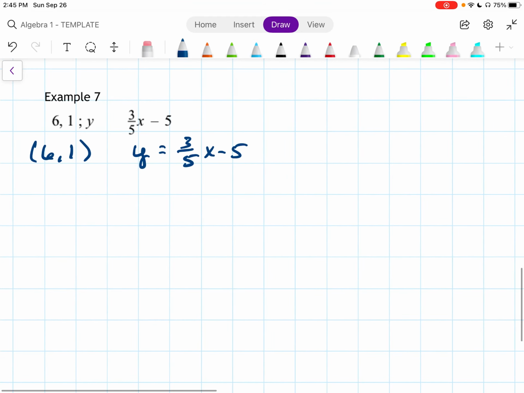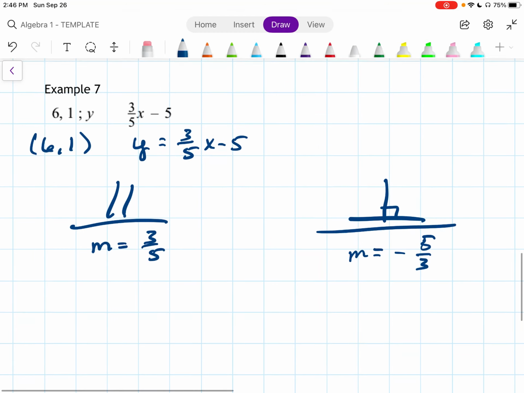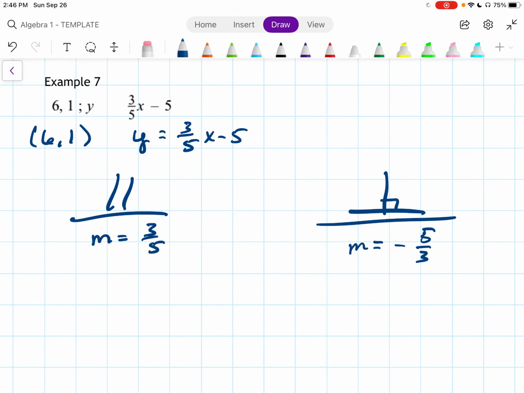Scrolling down, we do this the same way. We have parallel. I'll use the symbols this time. I have parallel and then perpendicular. For the parallel, my slope will be 3/5, because that's the same as what is written in the problem. For my perpendicular, it will be the opposite. So in this case, it'll end up being negative reciprocal, so negative 5/3.